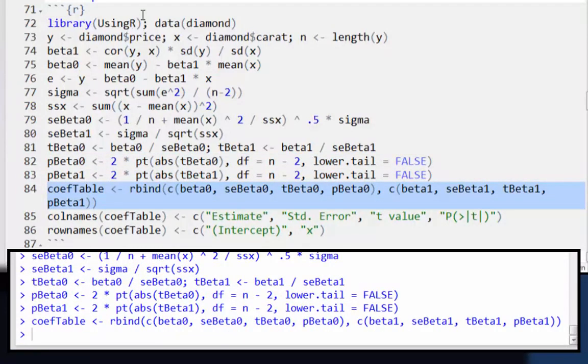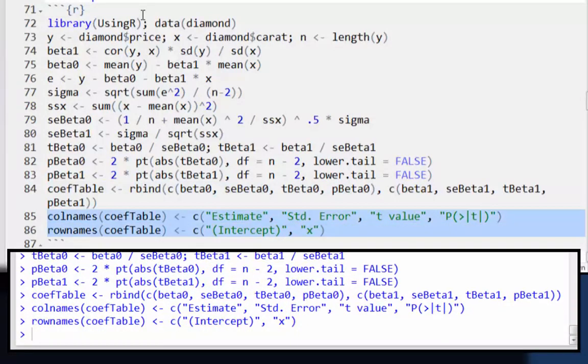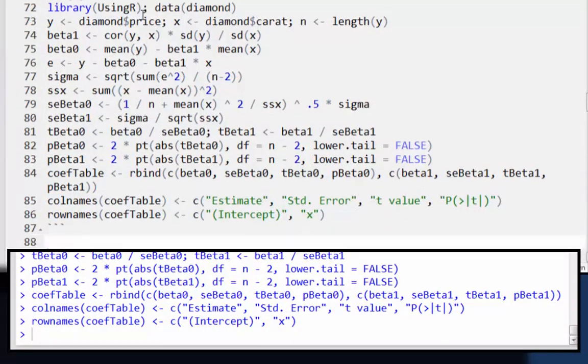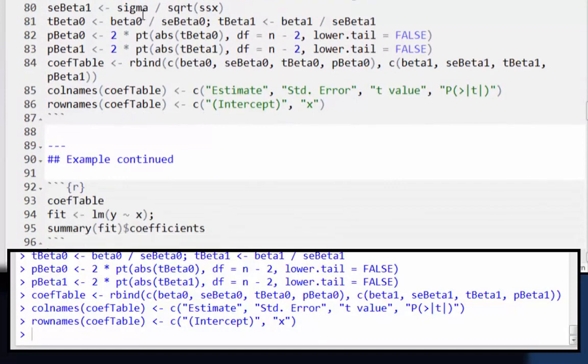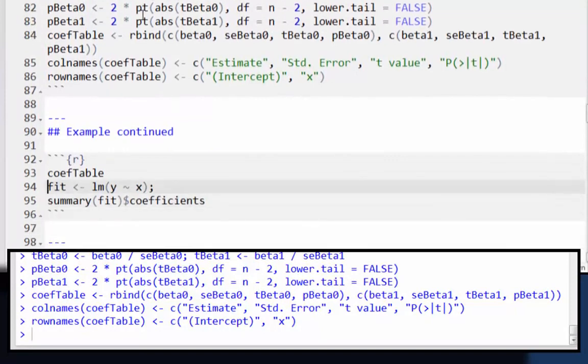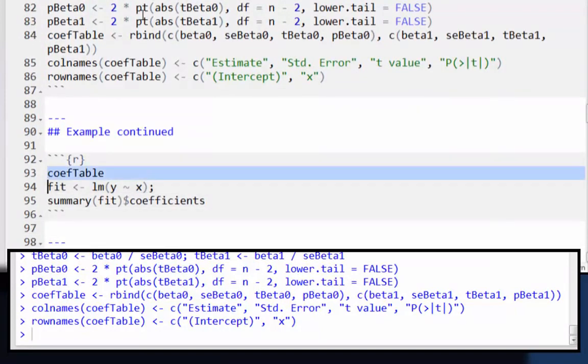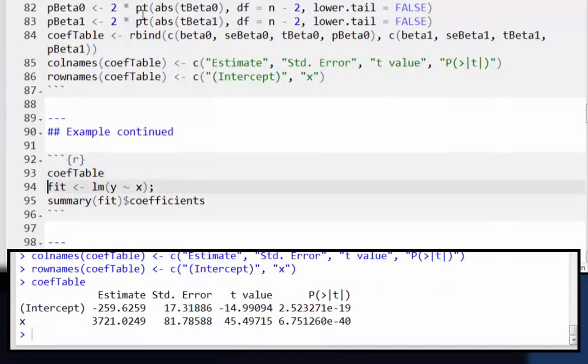And then I'm going to create my coefficient table, created manually by me without having done any lm or any built-in higher level R function. And I'm going to give it its row names and its column names so that it looks like R's output. And then now I'm going to show you the easy way to do it. Okay, so here let me print it out. There it is printed out.